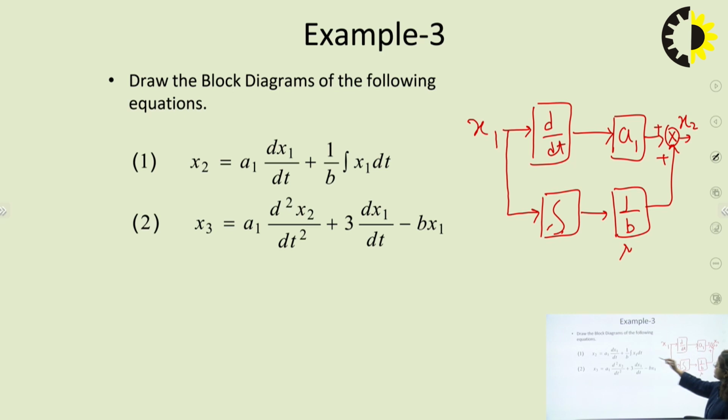So we can simply say the block diagram of the above equation is d by dt of x1 multiplied by a1 plus integration of x1 multiplied by 1 by b, and these two blocks are added at the output using a summing point. In a similar way, if we have to draw the block diagram of the second equation, what all terms will we require?